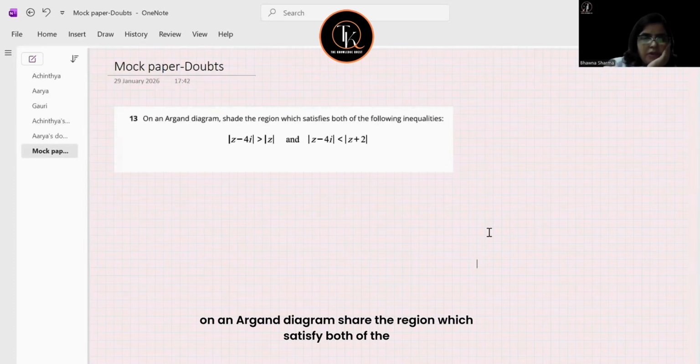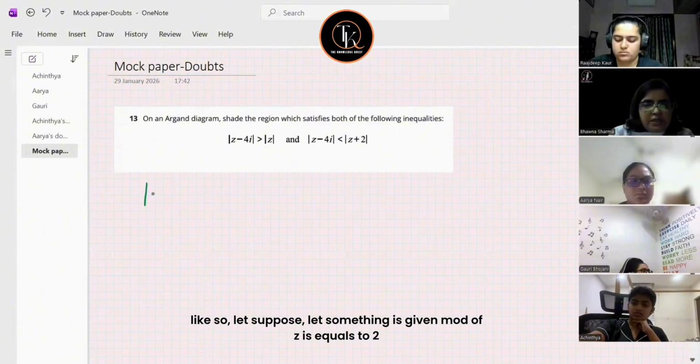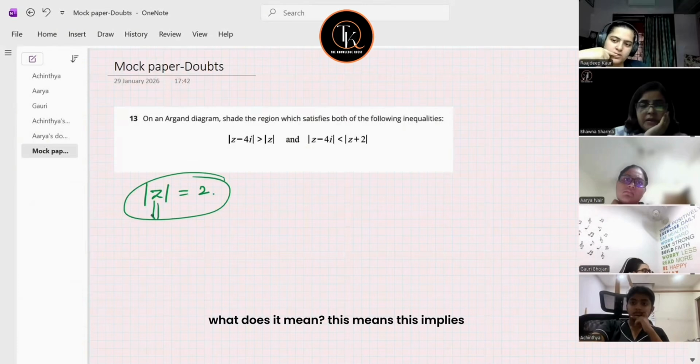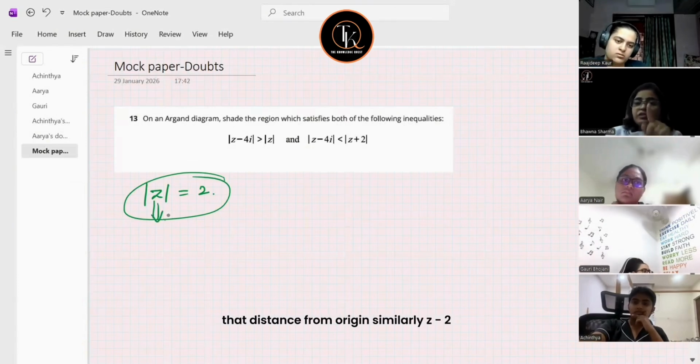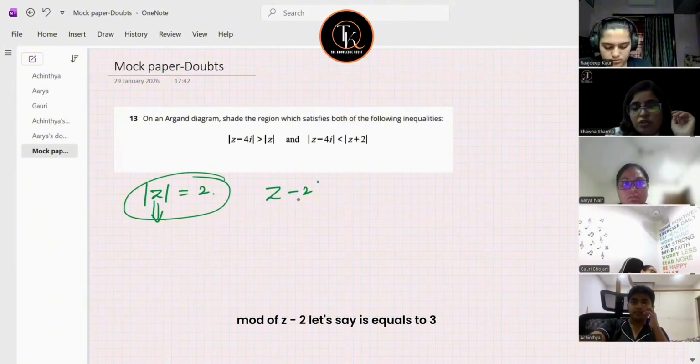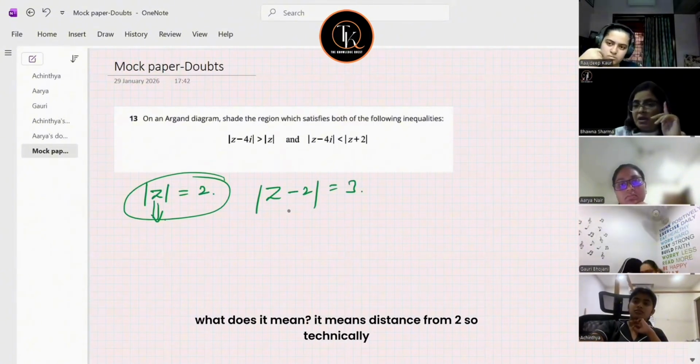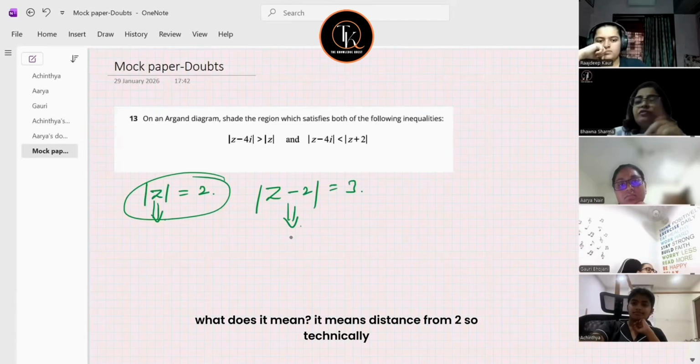Argand diagram shared the region which satisfy both of the inequalities, right? So let us suppose something is given, mod of z is equal to 2. What does it mean? This implies the distance from the origin. Similarly, mod of z minus 2 is equal to 3. What does it mean? It means distance from 2.